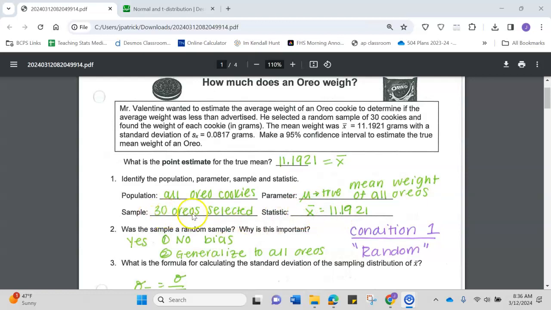And Mr. Valentine took a sample of 30 Oreos. So it was random. It's important. We talked about this a couple weeks ago for these two reasons. The biggest is number 2, to generalize our findings to all Oreos. But a lot of you like to give me number 1 as well, which is true. We want to make sure that our sample isn't biased, and then therefore our confidence interval would be very biased. So maybe add on your notes that this is, again, just the first condition we're going to want to check for random. You're used to that. That shouldn't be anything new.